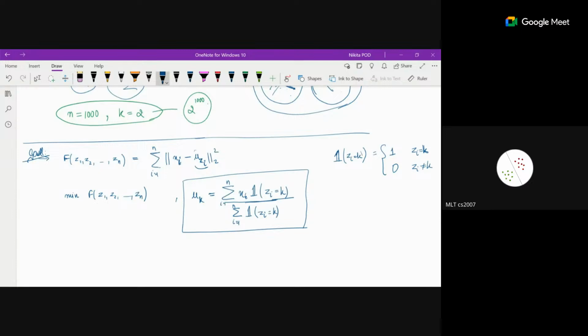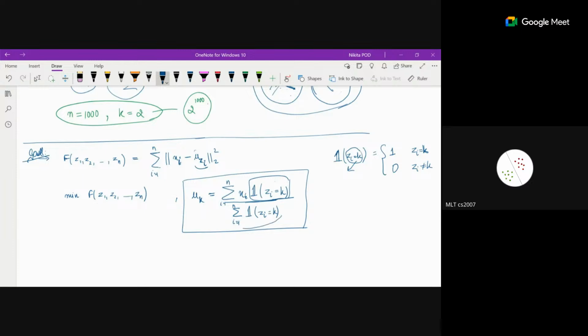Whatever you have here, if this holds true, you will assign it the value 1. Otherwise, you will assign it the value 0. So when we are writing this term, the indicator of Zi is equal to K, I am basically taking only those xi's which are in cluster K, because only for those data points you will have zi is equal to K. For the rest, it will be 0, right?